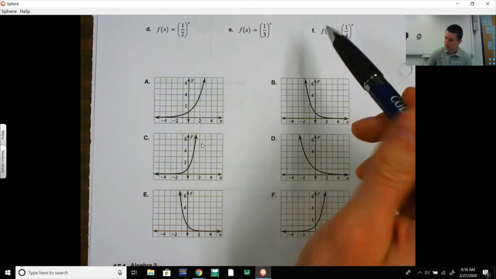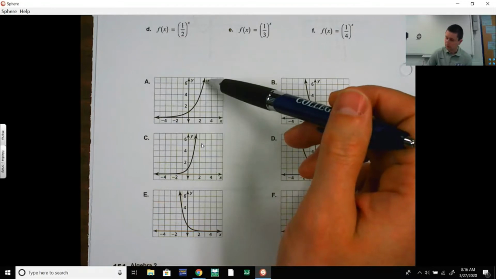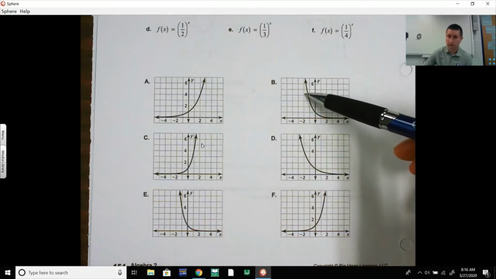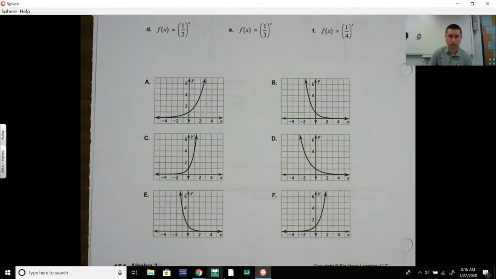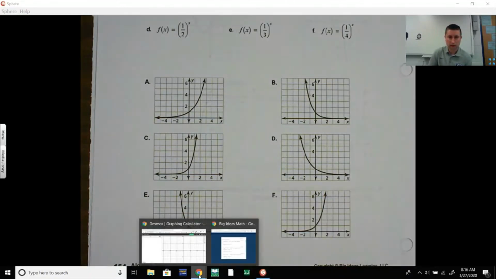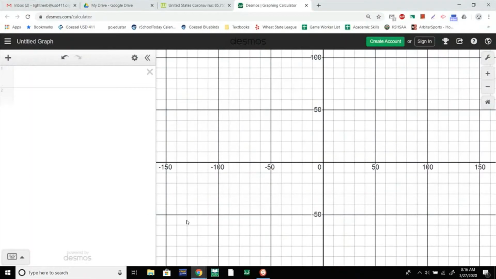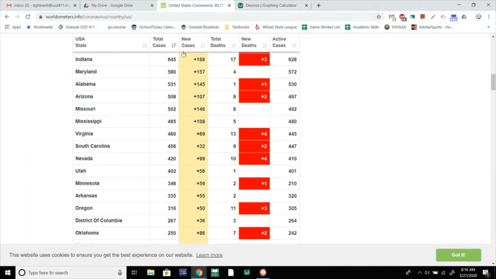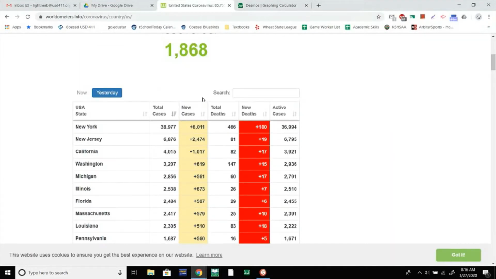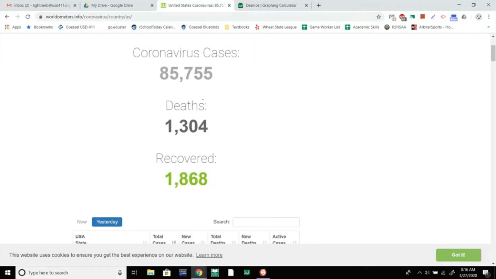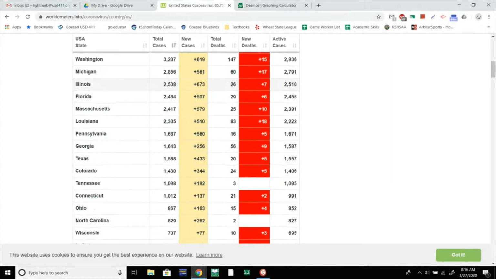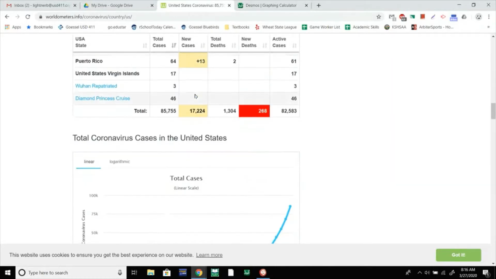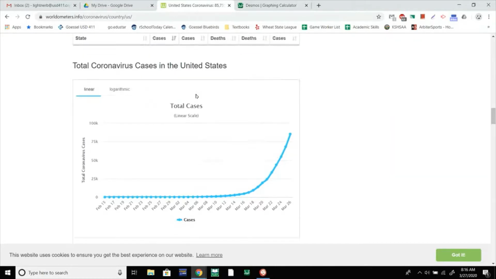So exponential growth, this is going to be called exponential decay when a graph looks like this. Okay, so these are some of the charts. This is the U.S. We can go look at some other countries as well. Okay, this was yesterday's numbers. I think those might be today's, but a lot of these, because it was complete. And if I scroll down, look at that.